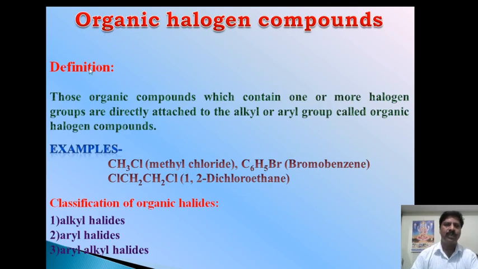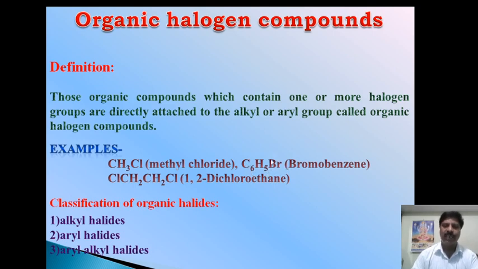Now, definition of organic halogen compounds. Those organic compounds which contain one or more halogen groups directly attached to the alkyl or aryl group are called organic halogen compounds. The minimum condition is 1, that is, a halogen group will be present directly attached to the alkyl or aryl group, that is an organic halogen compound. Examples are here, 3 different examples I have mentioned. One is methyl chloride, second one is bromobenzene.